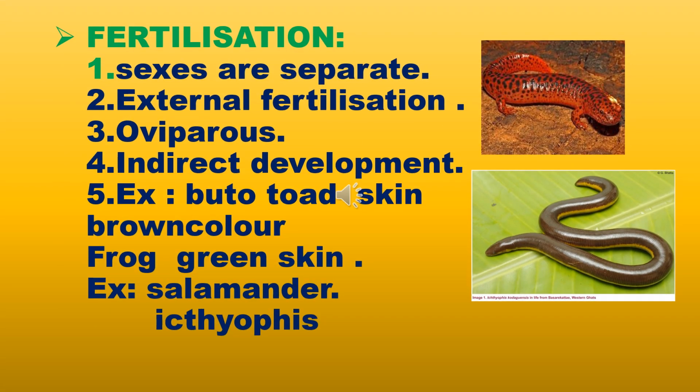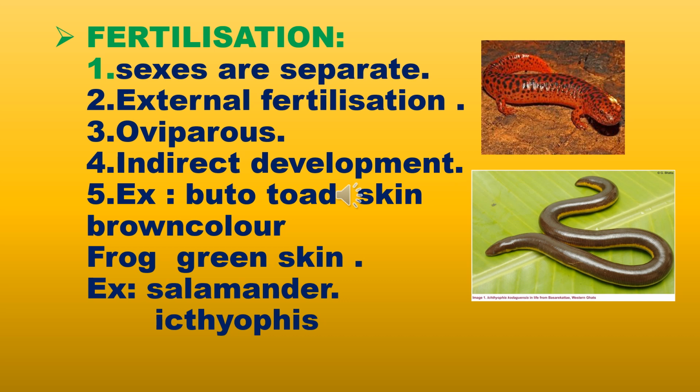Fertilization: in these organisms the sexes are separate, that is male organisms are present and female organisms are present. Fertilization is external. These are oviparous, which means they lay eggs. Development is indirect, that means in the frog a tadpole larva is present, so the life cycle is indirect. Example: Bufo, the toad.